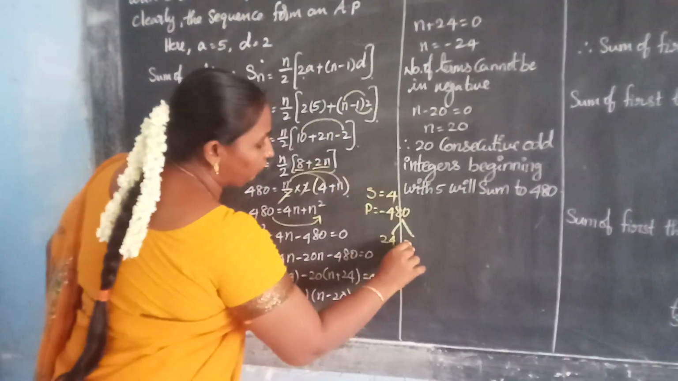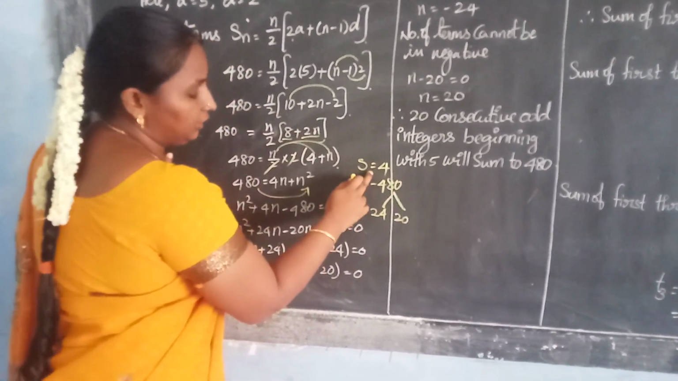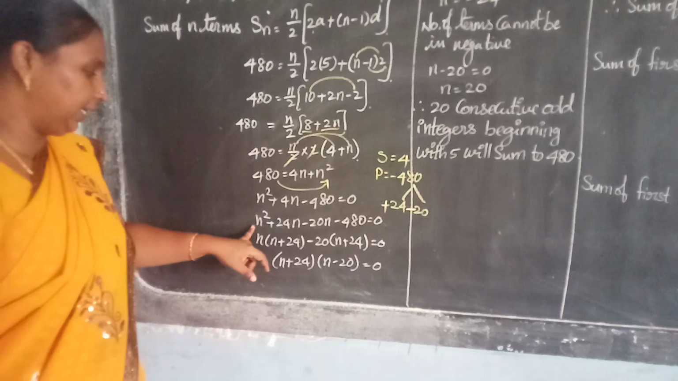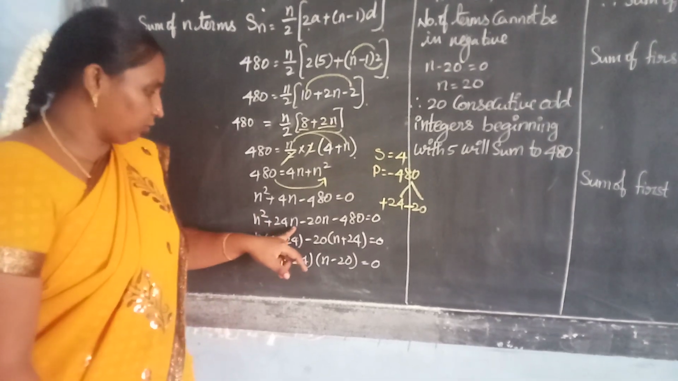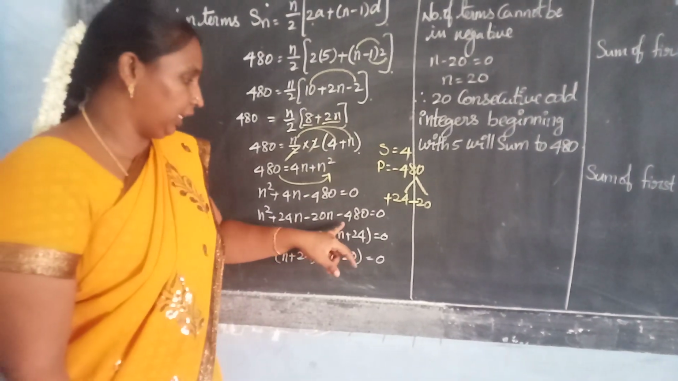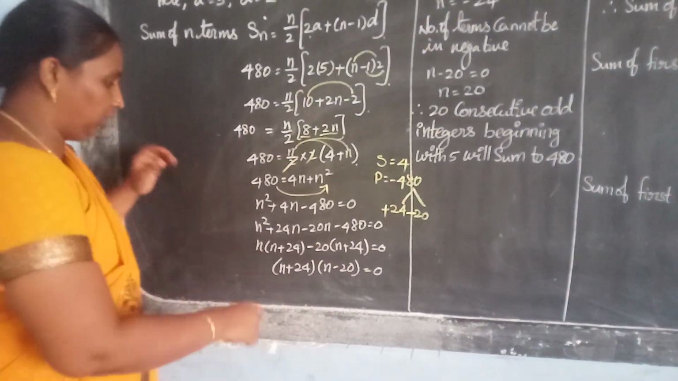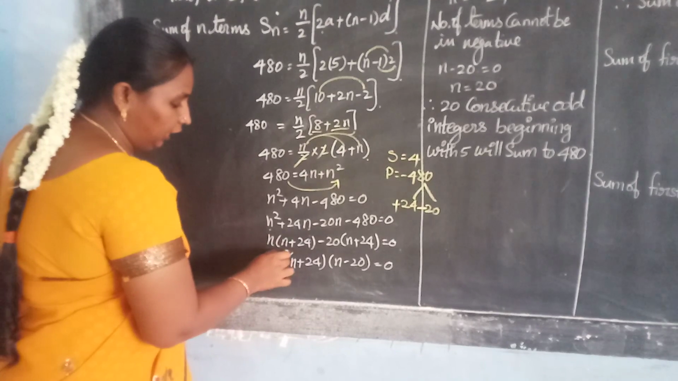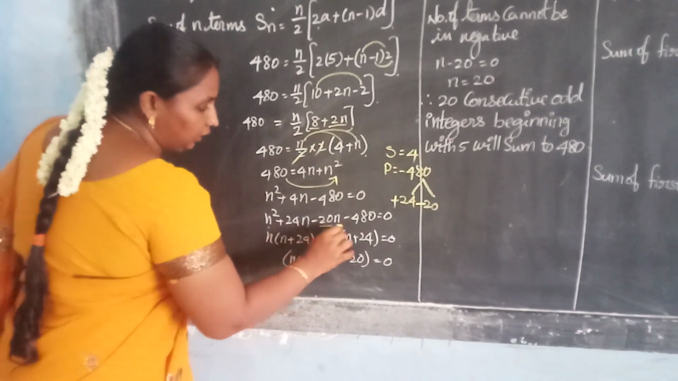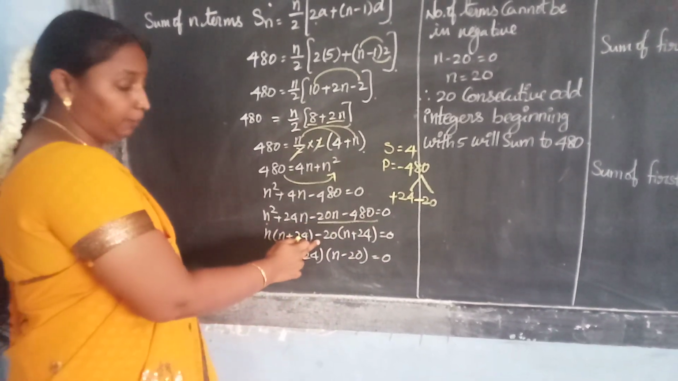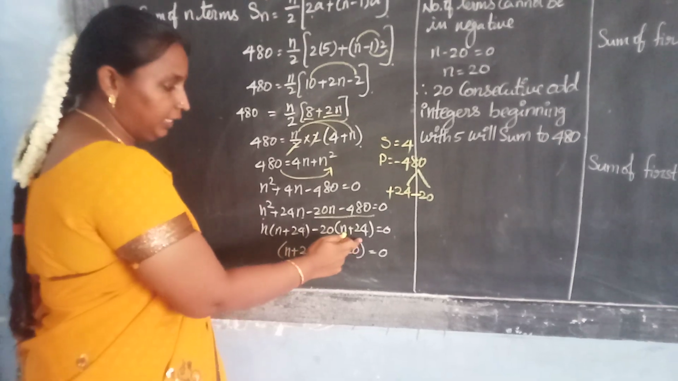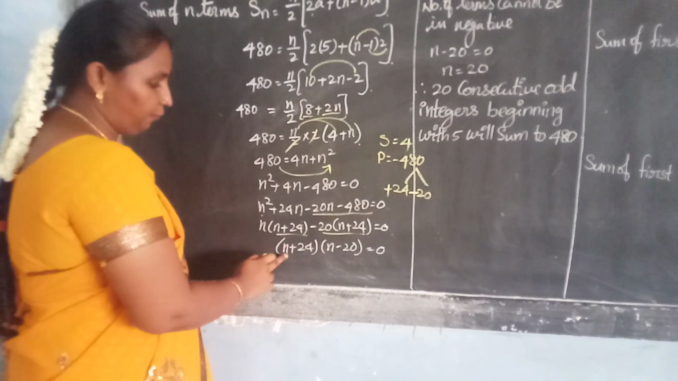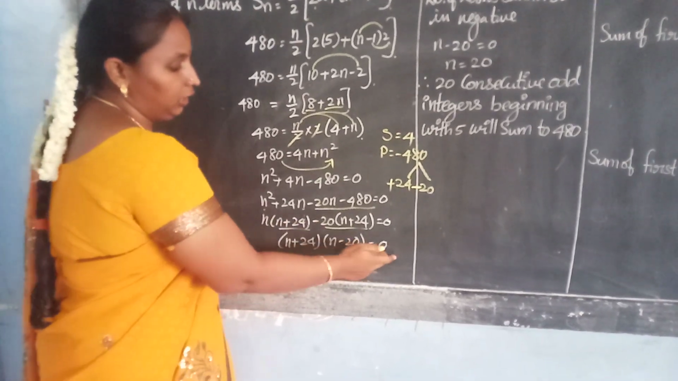So 24 twenties are 480. Your sum is plus 4, so plus 24 and minus 20. So you can write it as n square plus 24n minus 20n minus 480 equals 0. In these two terms you can take n as common, so you get n into (n plus 24). In the other two terms you can take minus 20 as common, so you get minus 20 into (n plus 24) equals 0. So (n plus 24) into (n minus 20) equals 0.